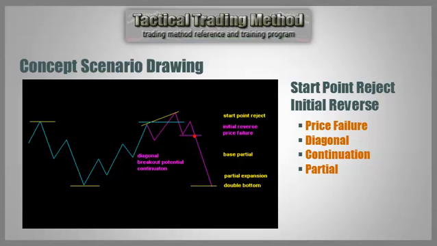Here is the drawing representing the scenario and labeled with the concepts. Double top PMD high start point. Reject because it is left-right. Initial reverse price failure entry with diagonal breakout potential that is continuation and that can be used to expand the trade partial size from that of a base partial.